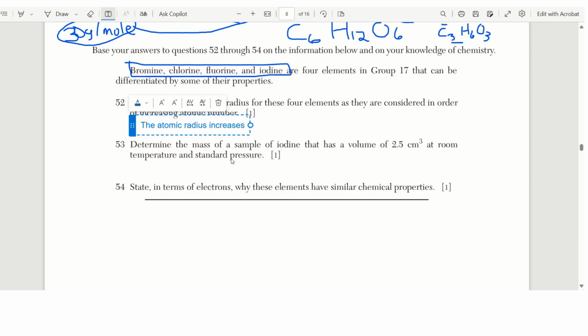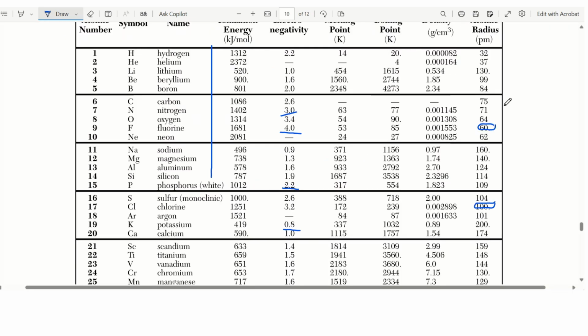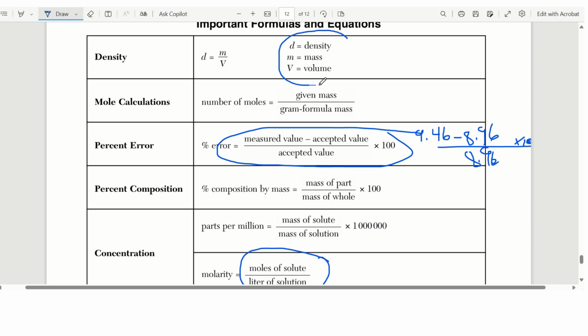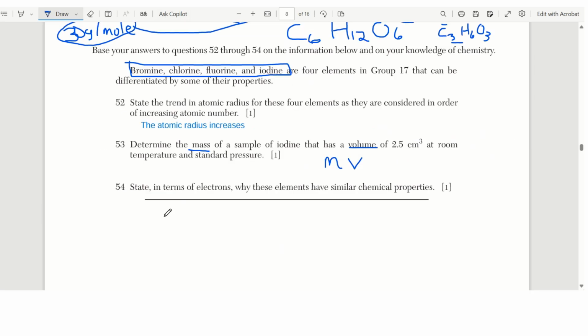53. Determine the mass of a sample of iodine that has a volume of 2.5 centimeters cubed at room temperature and standard pressure. So I have volume and I want to find mass. So I have to figure out a way that I can use mass and volume, but what? So I'm going to take a second and look at the formulas. It's the density formula that uses mass and volume. So density equals mass over volume.